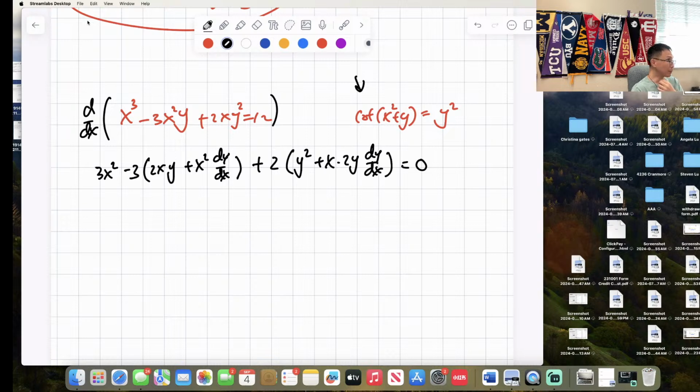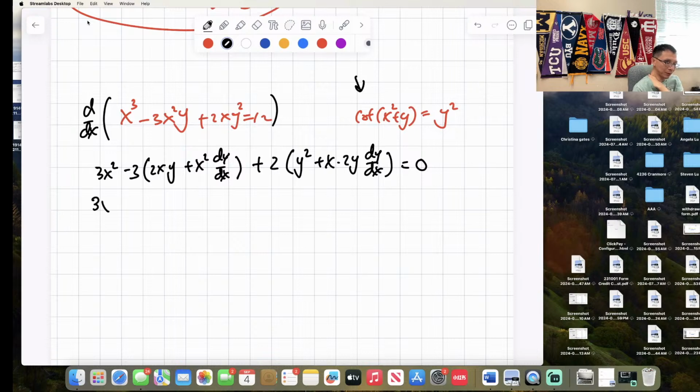Is equal to 0, because a lot of time last year people forgot to take a derivative of 12. I don't know if you remember you did that. You forgot to take a derivative of 12. I think some of you guys did. I think probably about 30% of you guys forgot to take a derivative of 12.